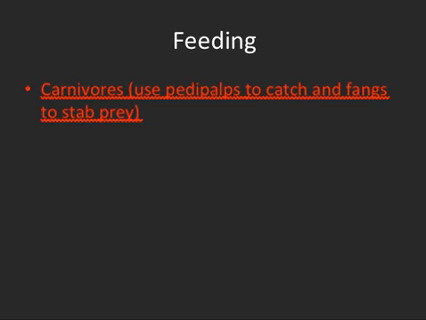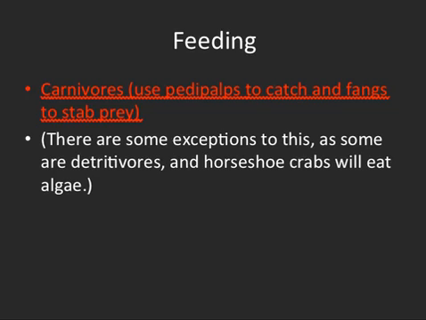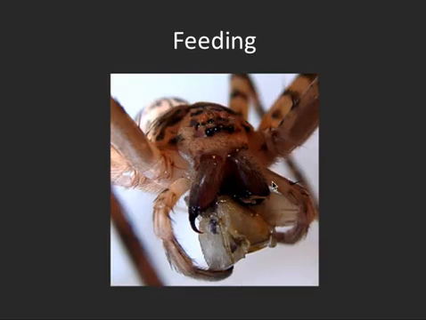So now I'd like to talk about the 7 survival characteristics of chelicerates. And the first one is feeding. In general, all chelicerates are carnivores. They use their pedipalps to catch and their fangs to stab the prey. Now there are some exceptions to this. Some are detritivores, like there are some mites that eat dead things, and horseshoe crabs have been known to eat algae, but in general all chelicerates are carnivores. Here's a picture of a spider. Here are its chelicerae stabbing its prey, and then here are its pedipalps used to grab the prey, and then walking legs in the background.